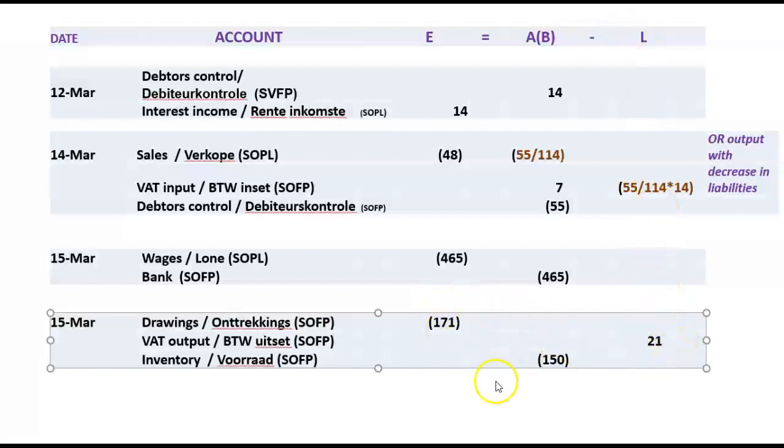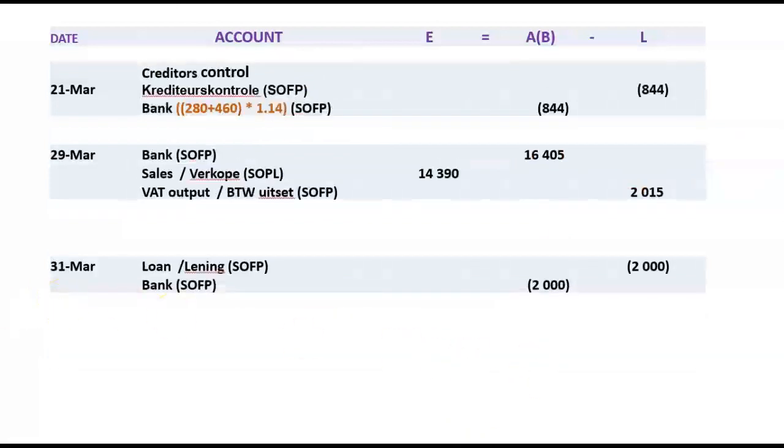And the total of those two, 171, is going to be posted against drawings, and drawings is going to reduce my equity. Please note, statement of financial position. It is not an expense account, guys. It reduces the original capital contributed by the owner of this entity. Therefore, it goes to the capital account itself.